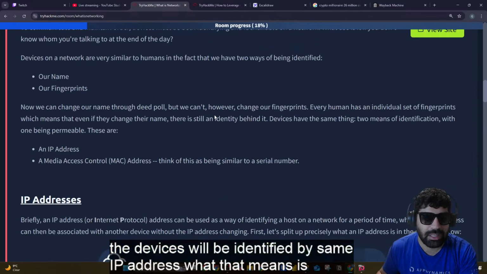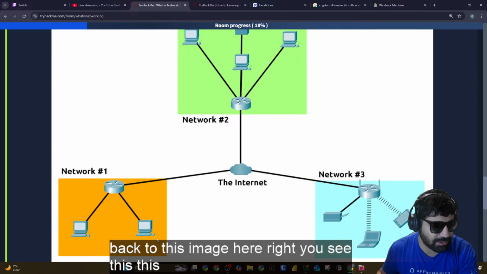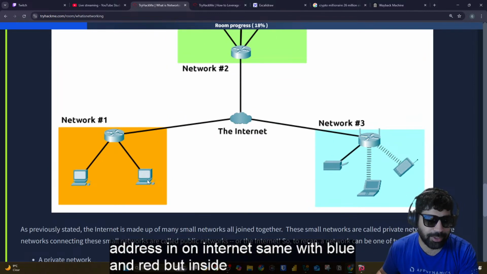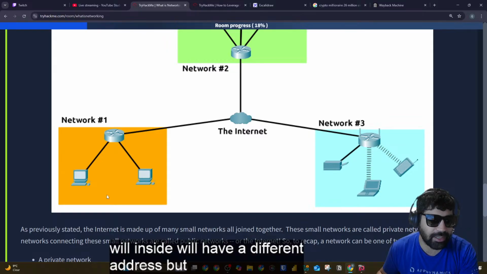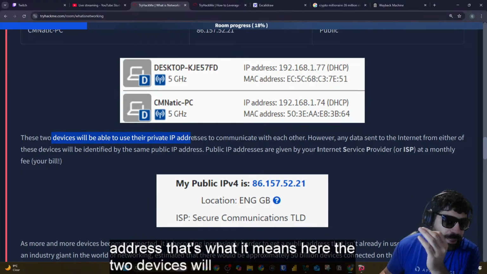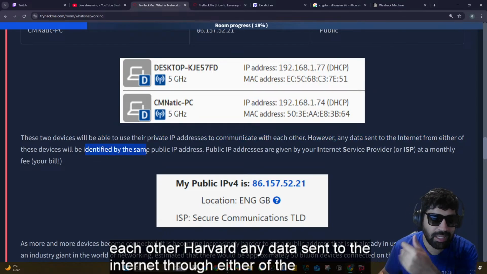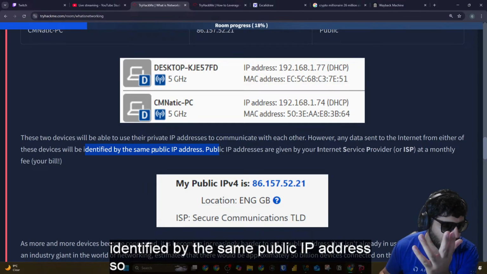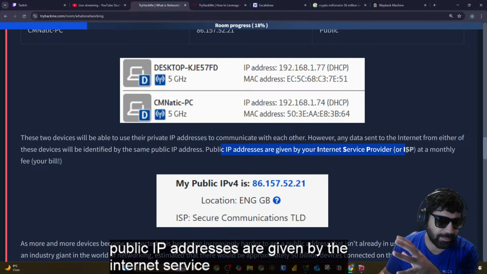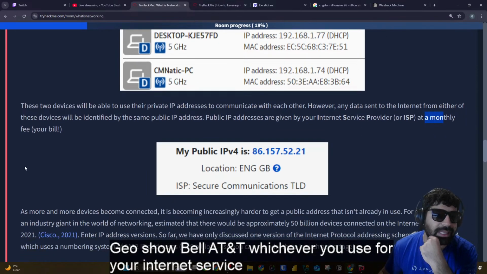What that means is, if we go back to this image here, you see this whole network, the orange one, will have only one address on the internet, same with blue and red. But inside, these two computers will have different addresses, but together they represent one address. That's what it means here. The two devices will be able to use their private IP addresses to talk to each other. However, any data sent to the internet through either of the devices will be identified by the same public IP address, so that red or orange or blue IP address. Public IP addresses are given by the internet service provider, for example Jio, Shaw, Bell, AT&T, whichever you use for your internet service, at a monthly fee, basically your bill.